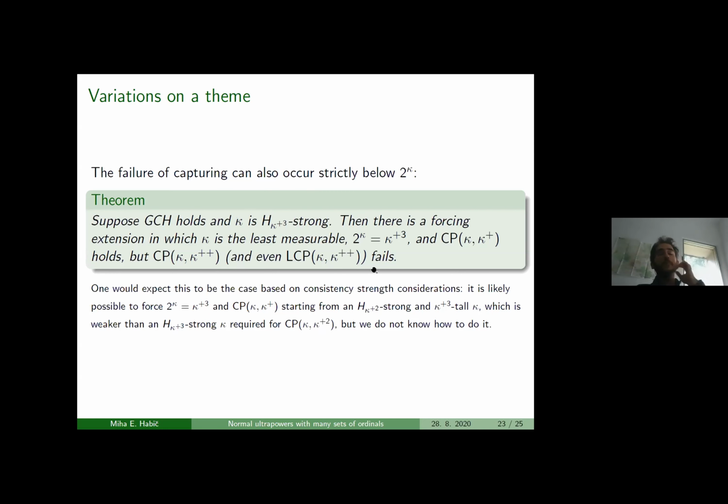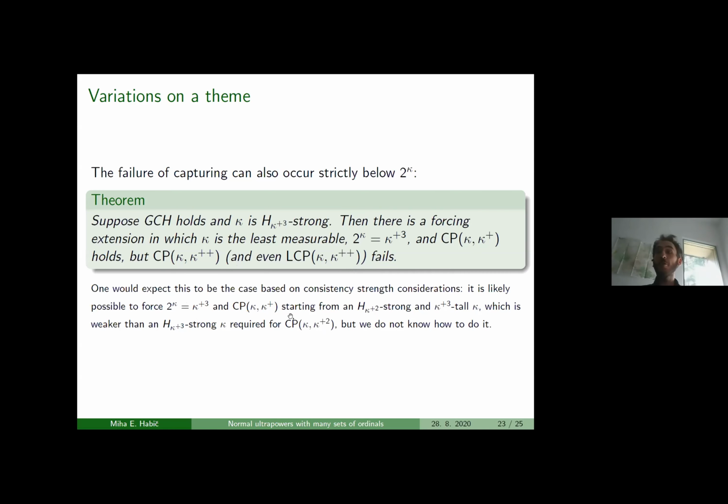So we conjecture that it's possible to force 2 to the kappa equals kappa plus 3 and the capturing property at kappa plus, starting from an H kappa plus 2 strong cardinal and starting from a cardinal that's H kappa plus 2 strong and kappa plus 3 tall. So you need the tallness to get the continuum to be kappa plus 3, and you need the strongness to get this capturing property. And this constellation, as far as we can tell, is weaker than an H kappa plus 3 strong cardinal kappa, which is what would be required for capturing at kappa plus plus.